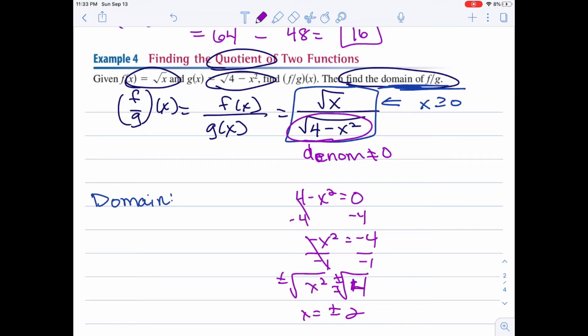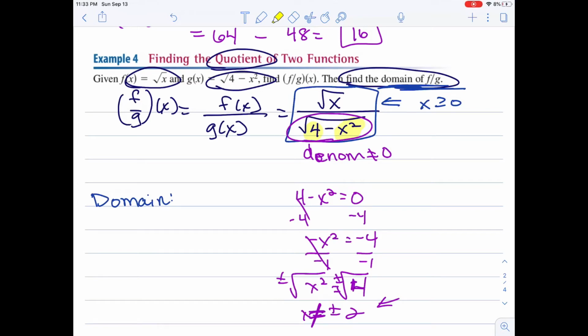Now keep in mind, we don't want x to equal plus or minus 2, okay? So we're actually going to do a big "doesn't equal." For the denominator, we can't have x equals plus or minus 2. We also know, looking at this, if x squared was any bigger than 4, it would become negative, and we can't have that.